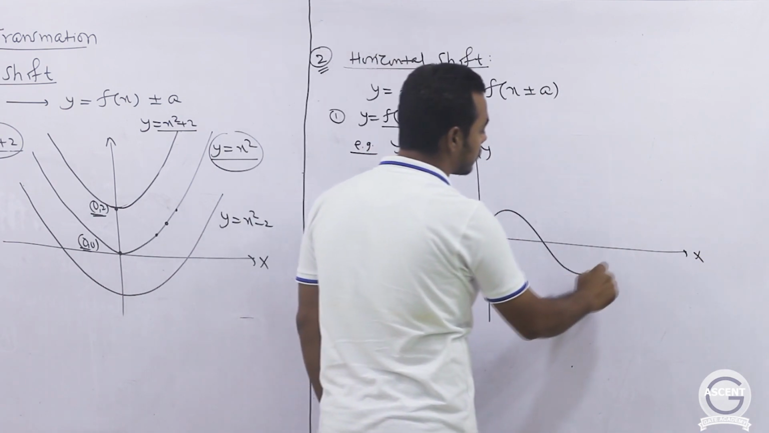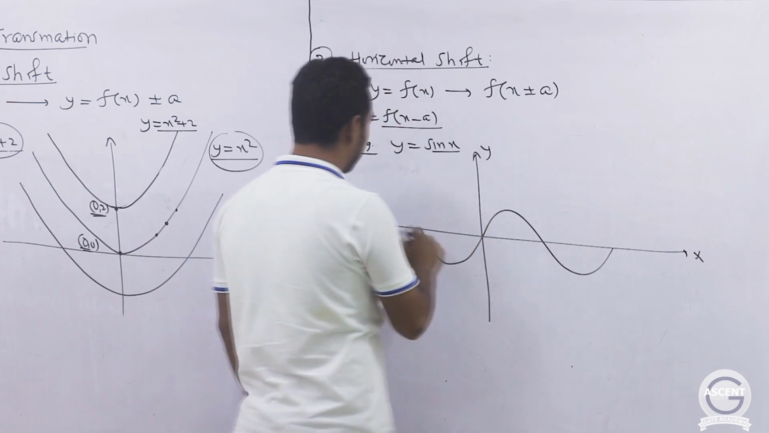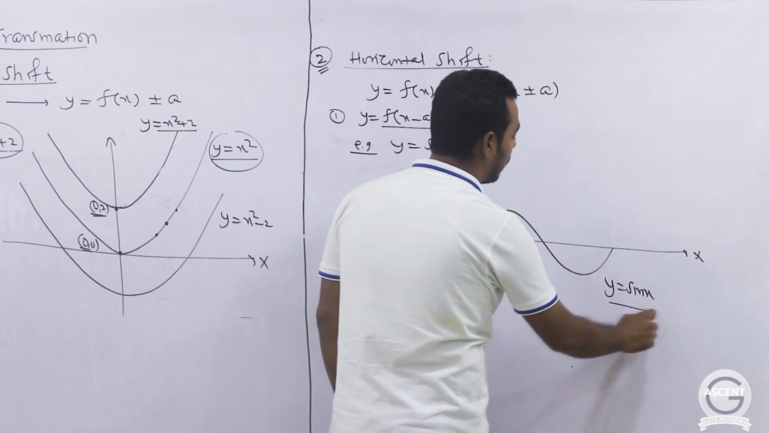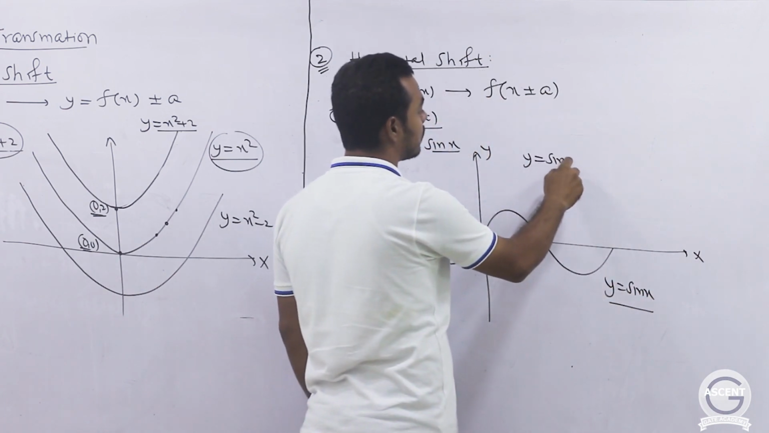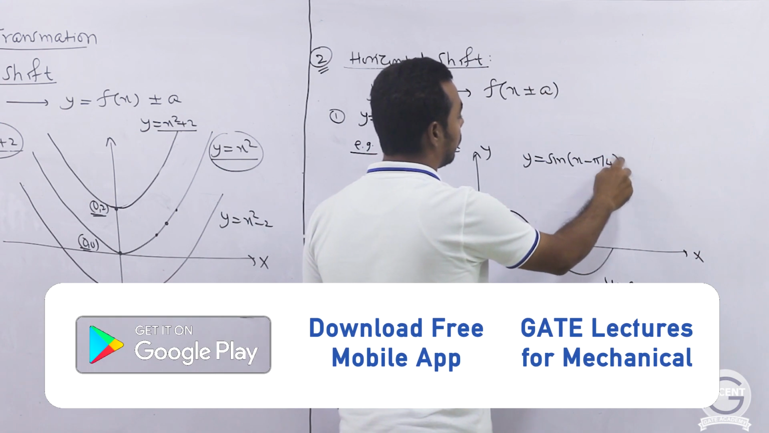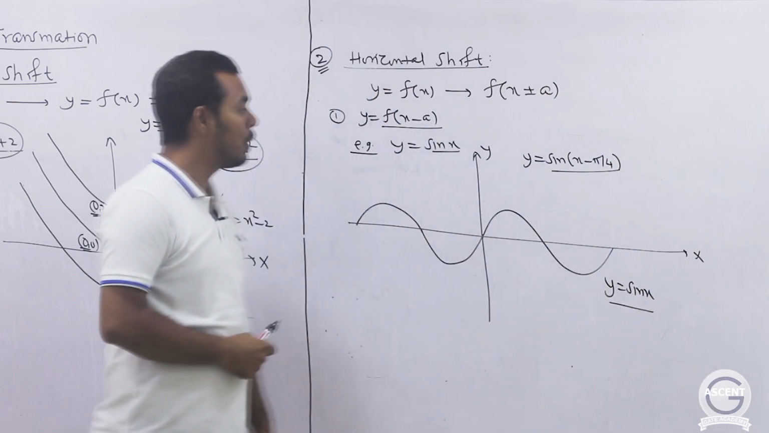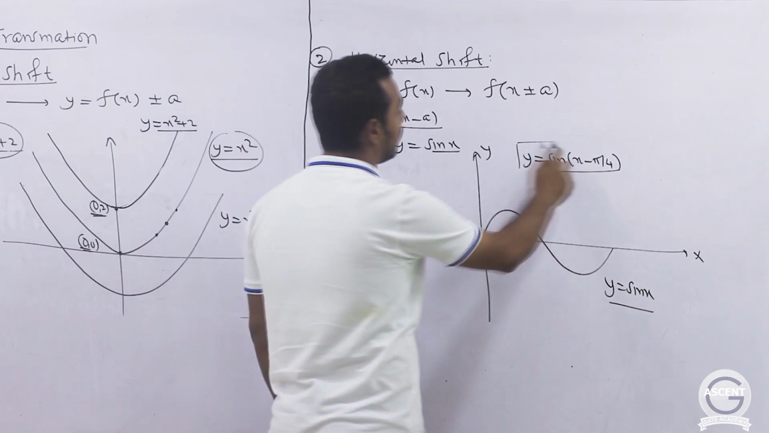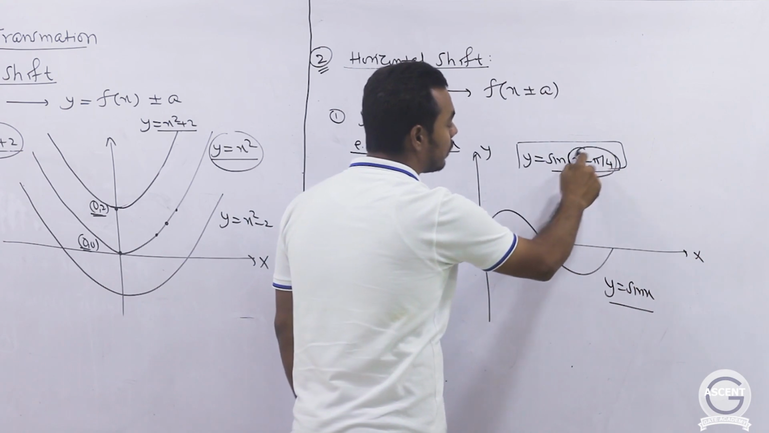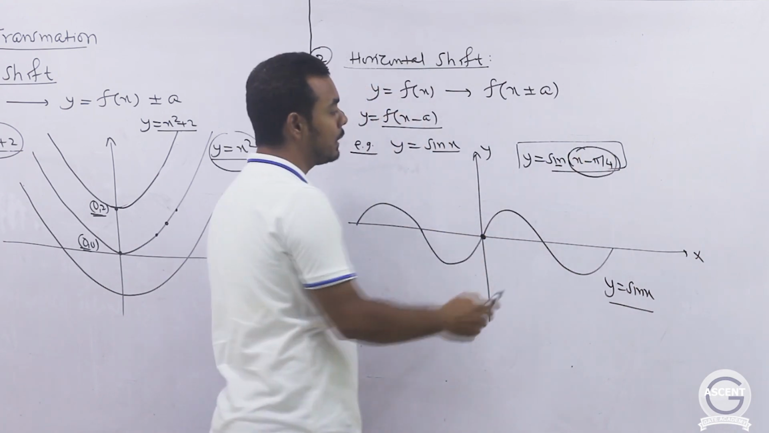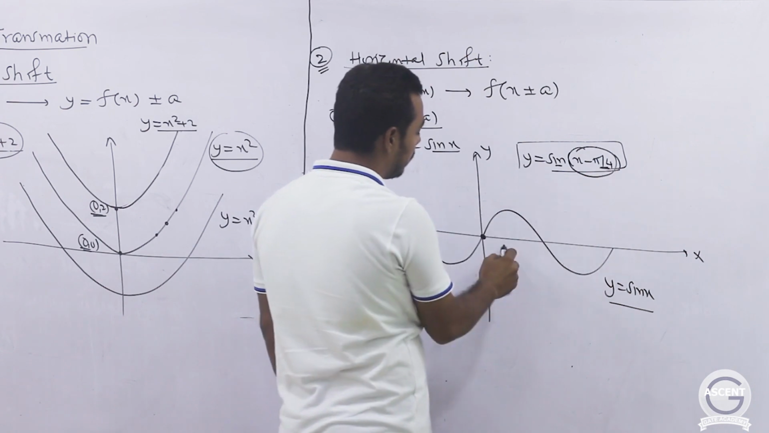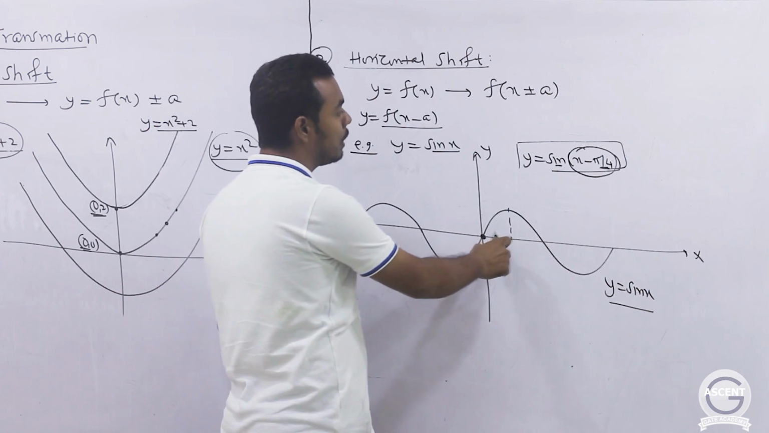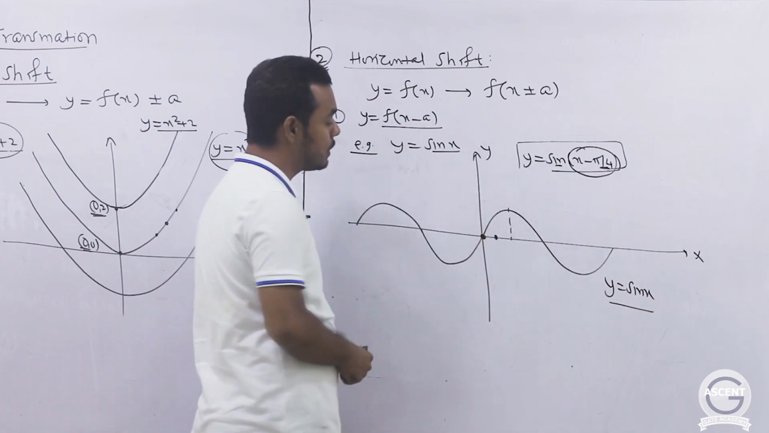This was our coordinate axis. This was our graph of y equals sin x. Now suppose we want to draw the graph of the function y equals sin(x minus pi by 4). See, when x is 0, sin x is 0, but for this graph, when x minus pi by 4 is 0, then it will be 0, meaning that when x is pi by 4, this point will be pi by 2, so here you will get pi by 4. So when x is pi by 4, then sin(x minus pi by 4) will be 0.